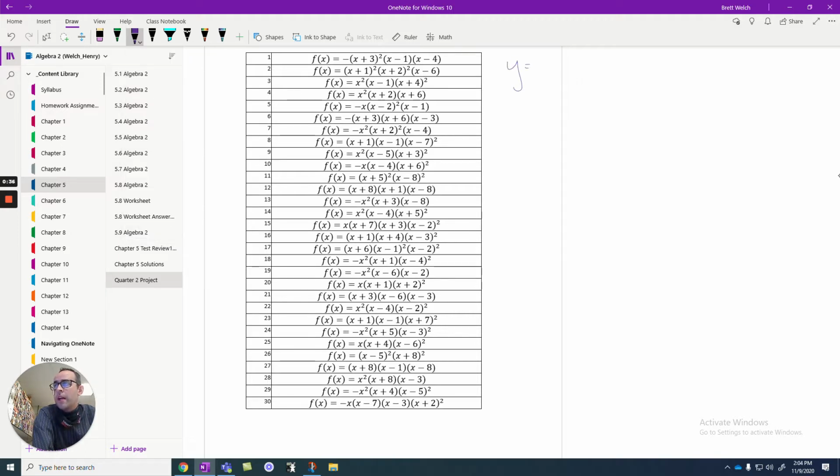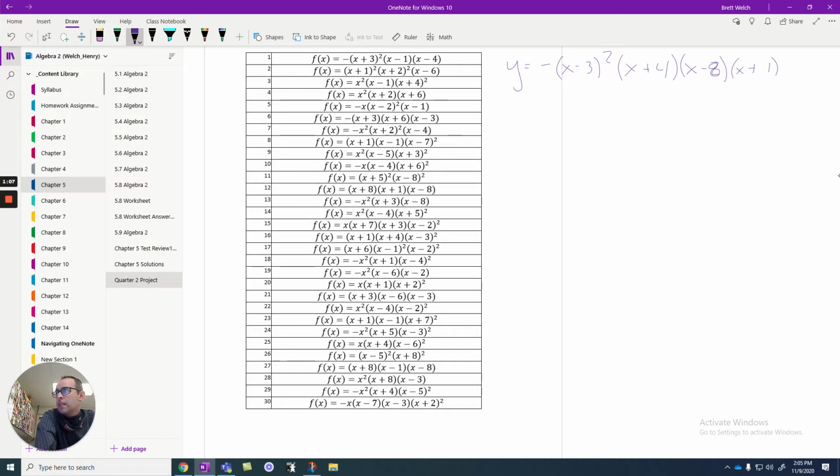You can think of it as y equals, let's go with negative x minus 3 squared, x plus 4, x minus 2. That's too close together. Let's go x minus 8. And then how about an x plus 1? We'll call it that. All right, so there's my polynomial.